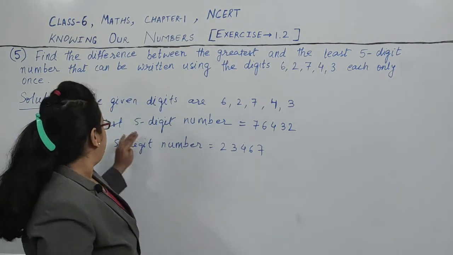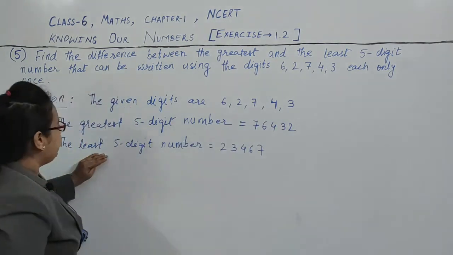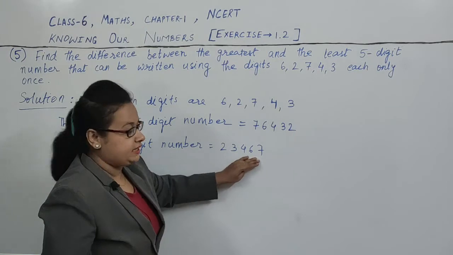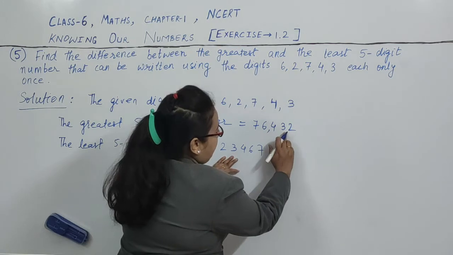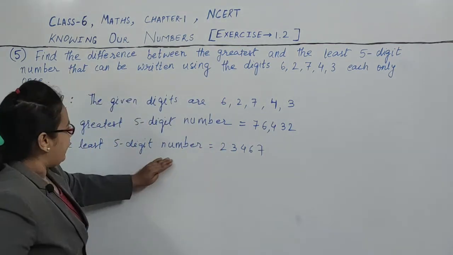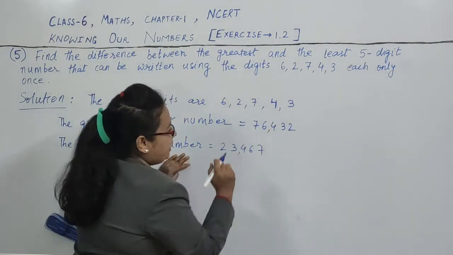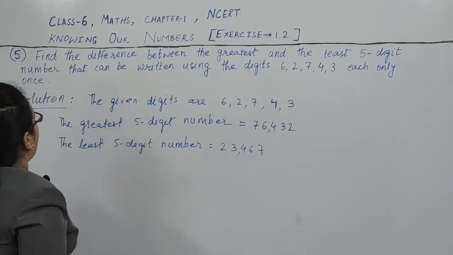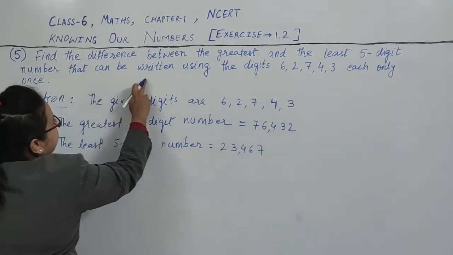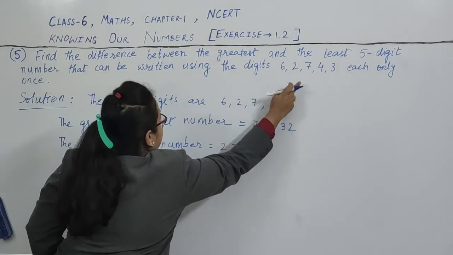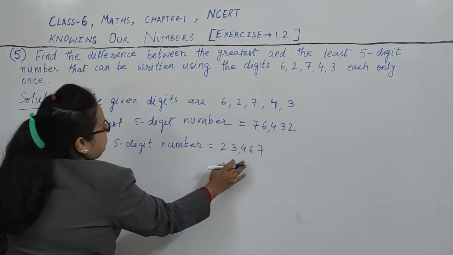So what we got? The greatest 5-digit number made with these digits is 76,432, and the least 5-digit number, the smallest one made out of these 5 digits, is 23,467. So what we did: using these digits, we wrote the greatest 5-digit number and the least 5-digit number.